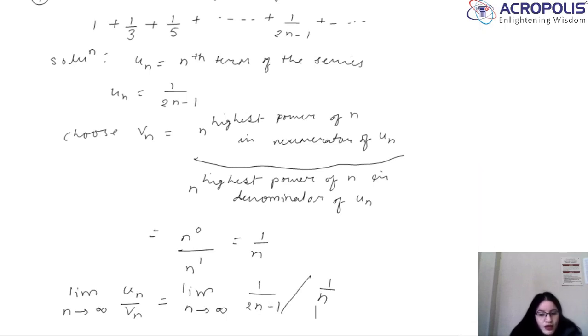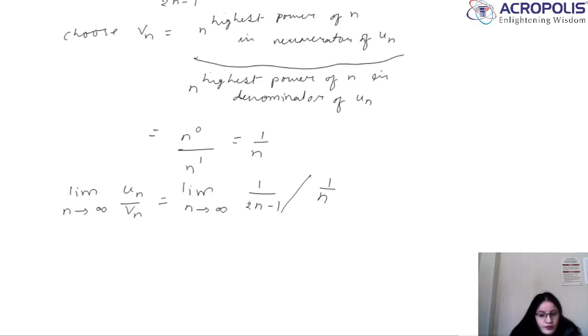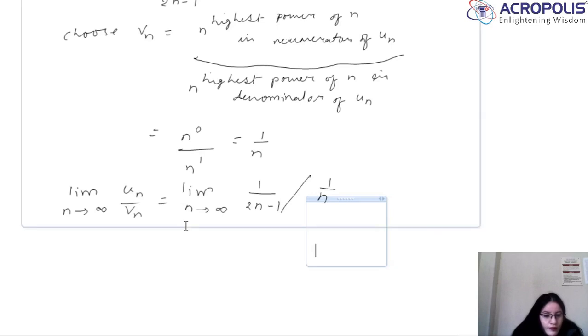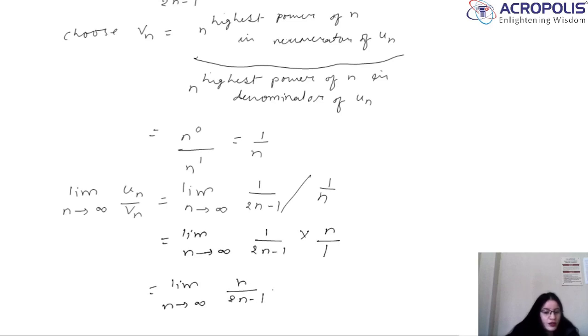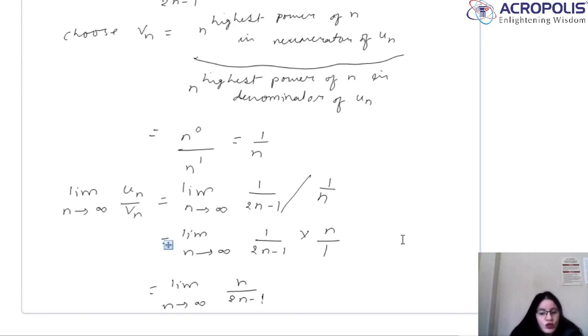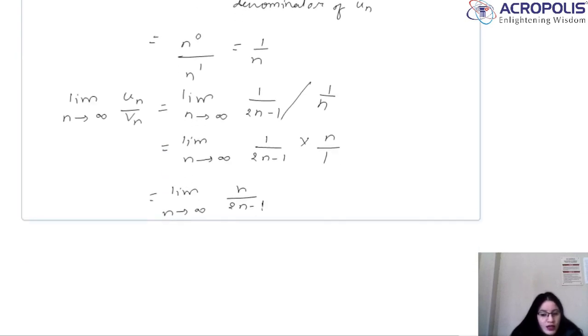Now simplifying, we get limit n tends to infinity 1 divided by 2n minus 1 into n divided by 1, or we may write limit n tends to infinity n divided by 2n minus 1. Here, if we directly substitute the limit, then we get infinity by infinity form.